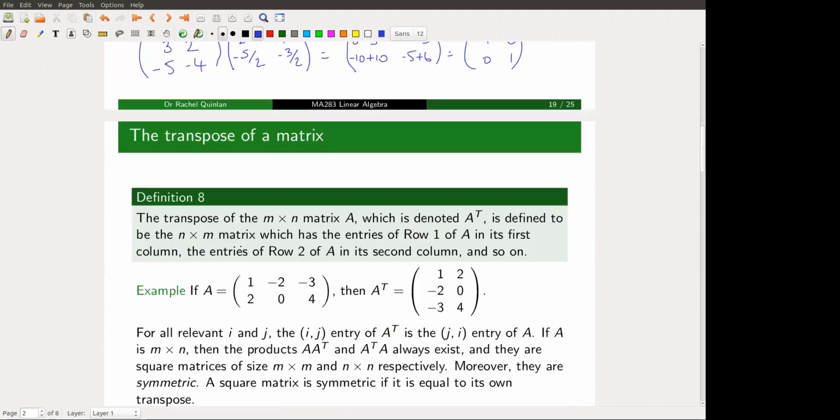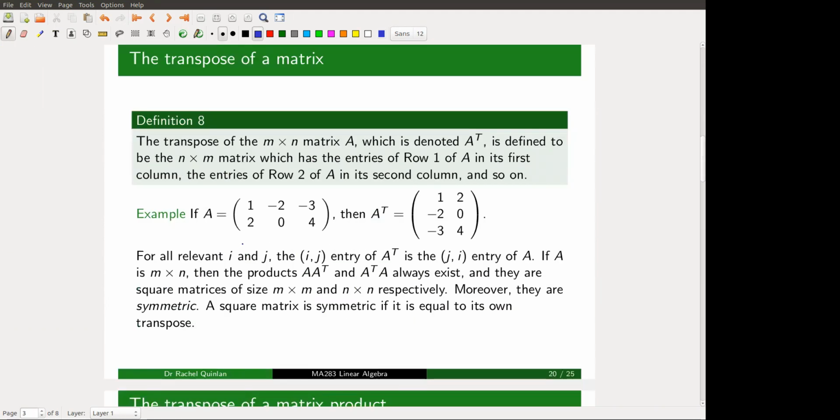Okay, the third thing to recall is the concept of the transpose of a matrix. So there's lots of things you can do with matrices. One of them is transpose them. So the transpose of the m by n matrix A, which applies to every matrix, whether it's square or rectangular, is defined to be the n by m matrix. So basically, when you take the transpose of a matrix, you swap the numbers of rows and the numbers of columns. If your matrix is m by n, its transpose would be n by m.